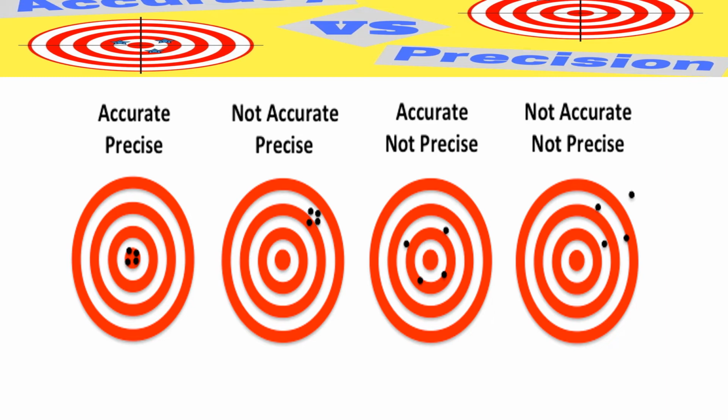Look at the third bullseye. The zoning is right. It's in the center, but it's scattered. That is, the test is not reliable. Look at the fourth one. It is the worst scenario. It's not accurate, not precise. The dots are scattered and far away from the center.